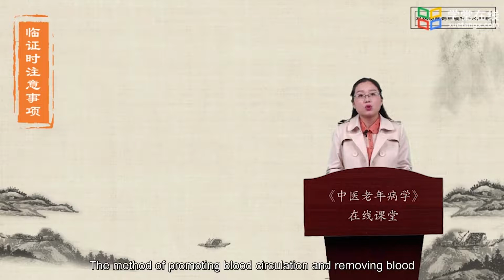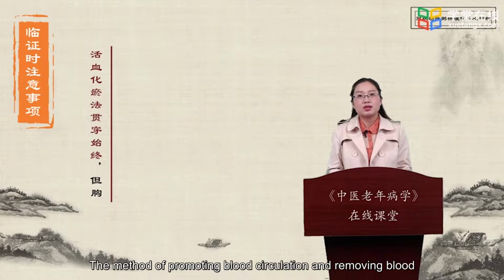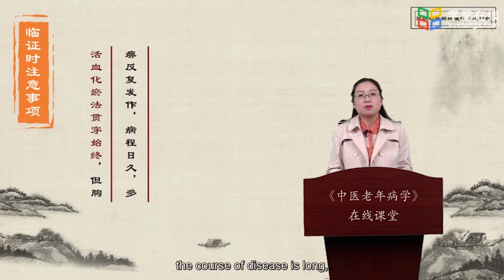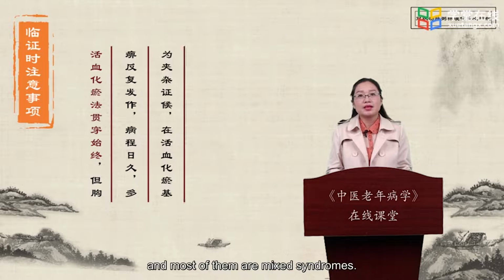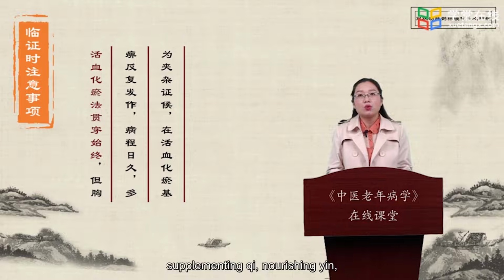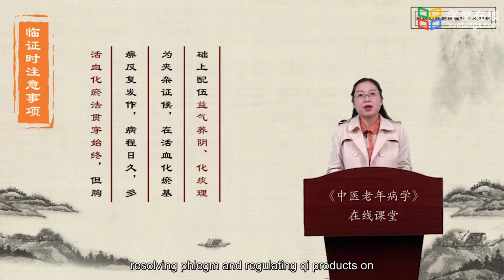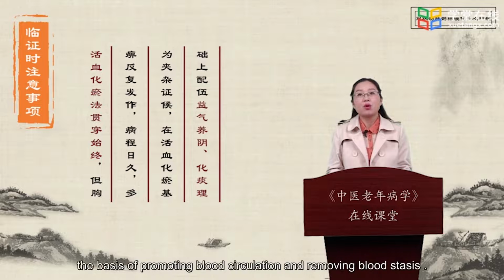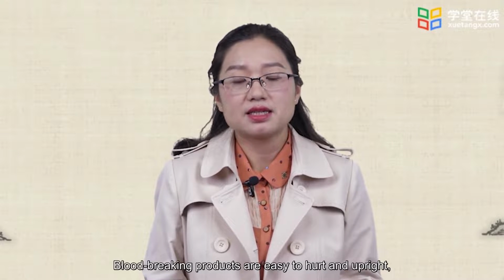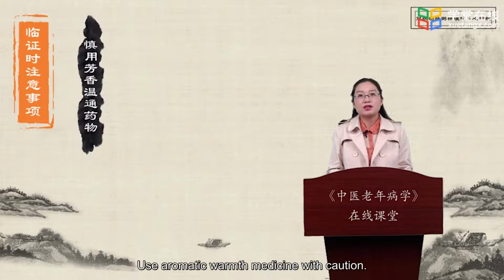The method of promoting blood circulation and removing blood stasis runs all the time, but the chest pain recurs repeatedly. The course of disease is long, and most of them are mixed syndromes. In clinical treatment, it is necessary to pay attention to the compatibility of supplementing qi, nourishing yin, resolving flame, and regulating qi products on the basis of promoting blood circulation and removing blood stasis. Blood-breaking products are easy to hurt the upright, and should be used with caution. Use aromatic warmth medicine with caution.